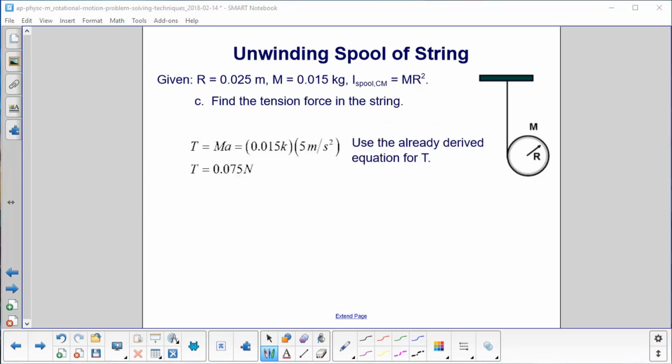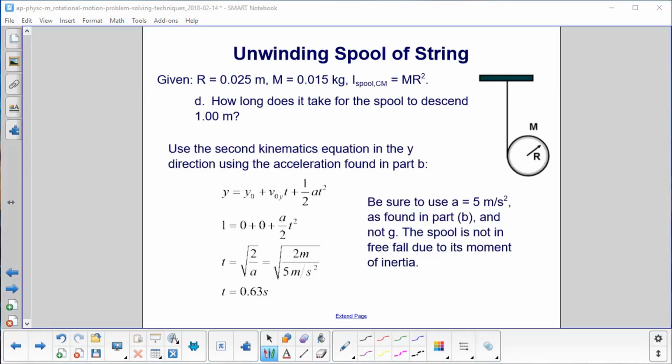Find the tension force in the string. Well, we already have an expression for tension. It's just equal to ma. Then we plug in our value for the acceleration found on the previous slide, and we get the tension is 0.075 newtons. How long does it take for the spool to descend 1 meter?